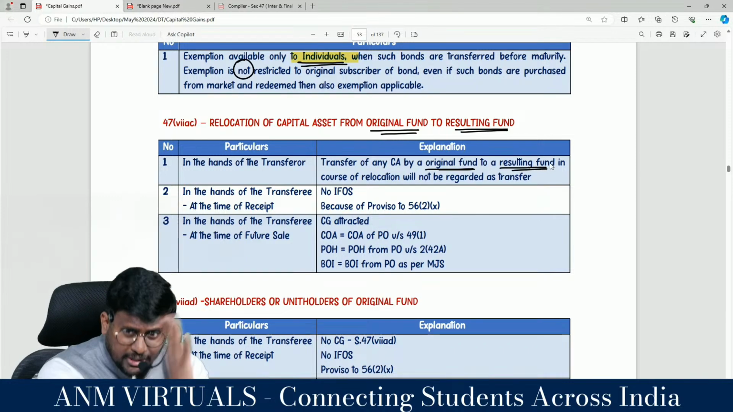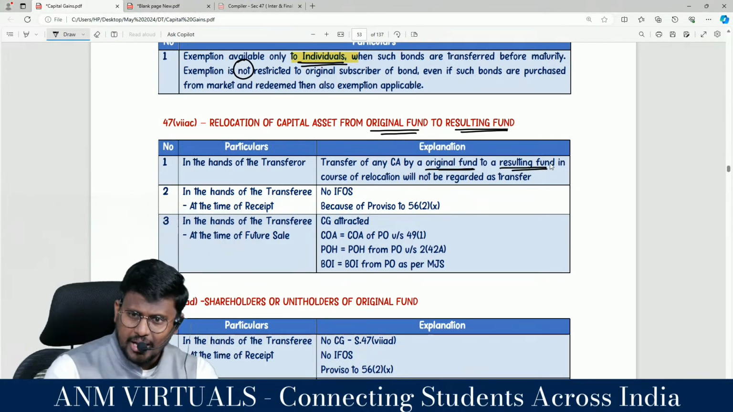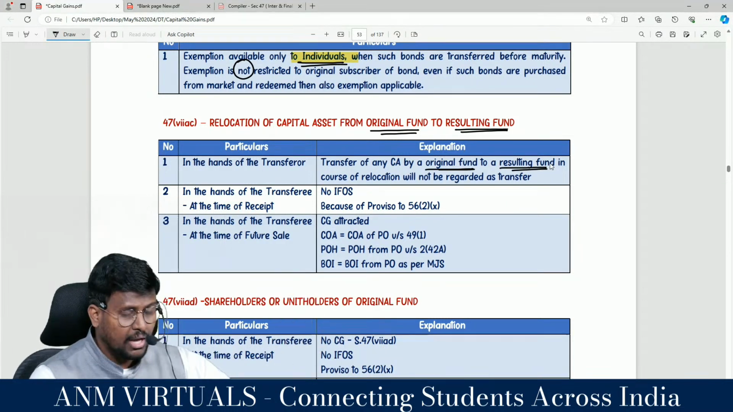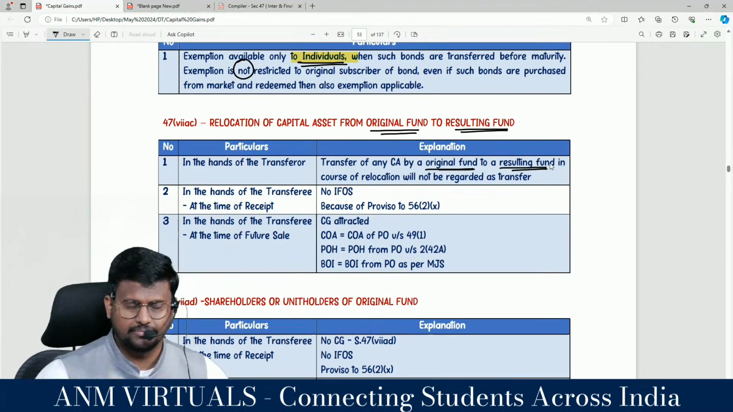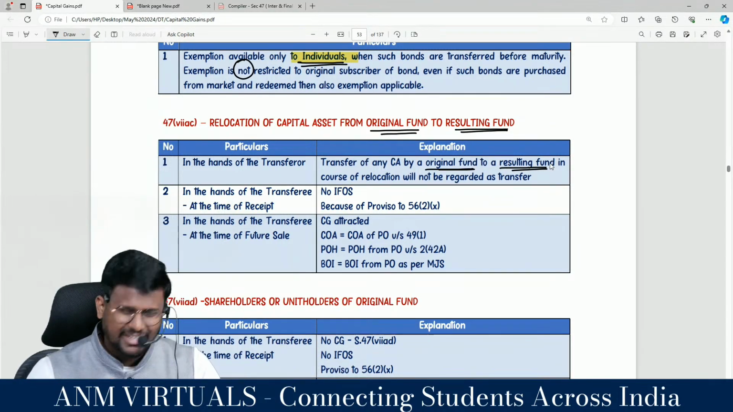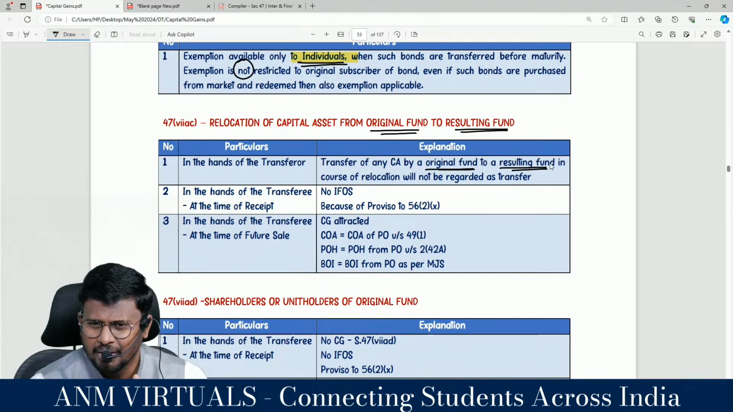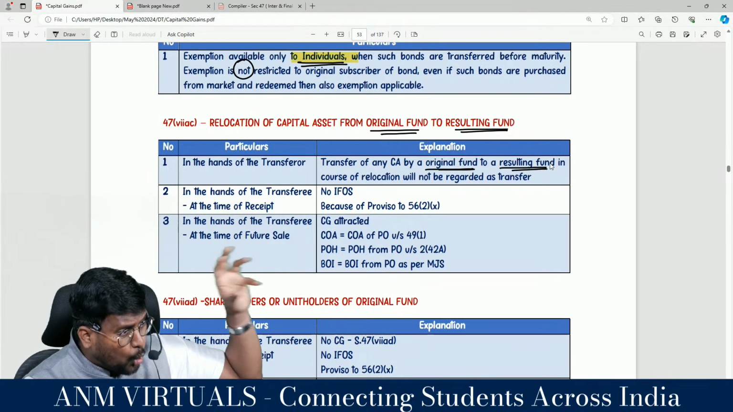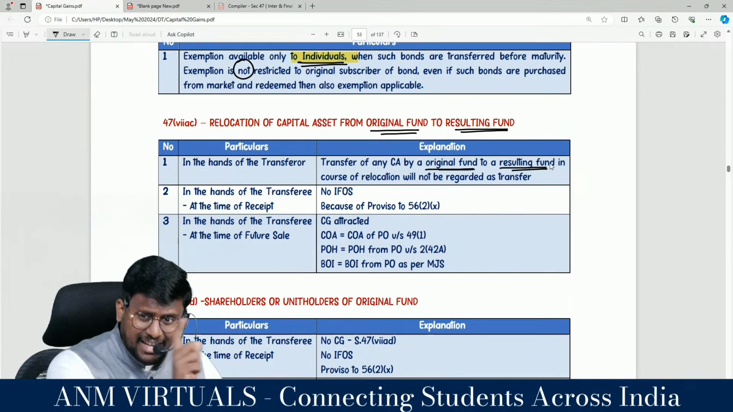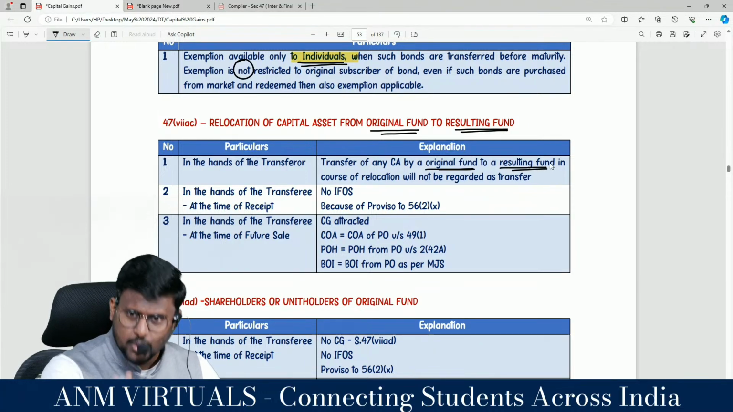So let us move that fund to India. We will close the original fund and we will start the resulting fund, or we will merge with some fund which is situated in India. Yes sir. Anything can happen. So they are already holding some capital assets of India. So once they merge the old fund into the new fund, the resulting fund, it will amount to transfer.